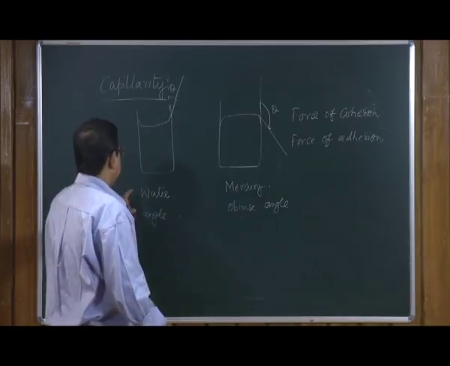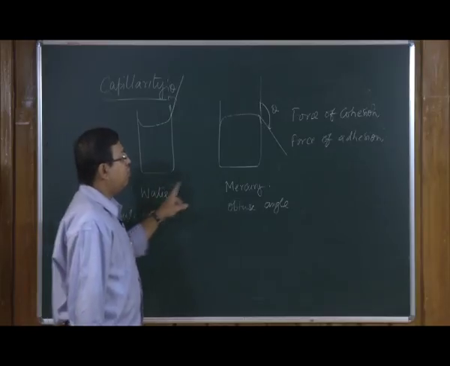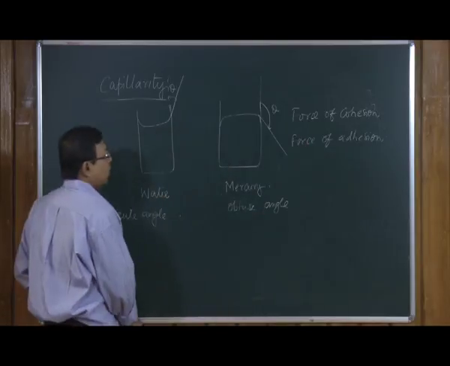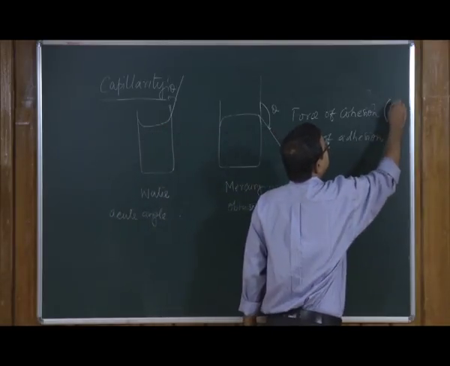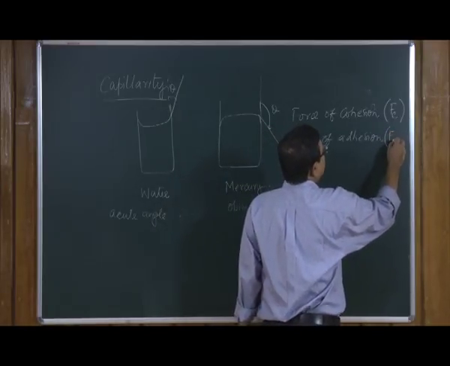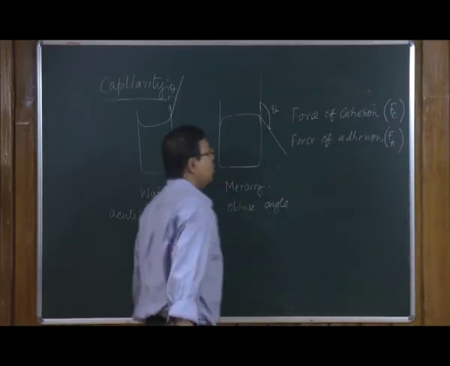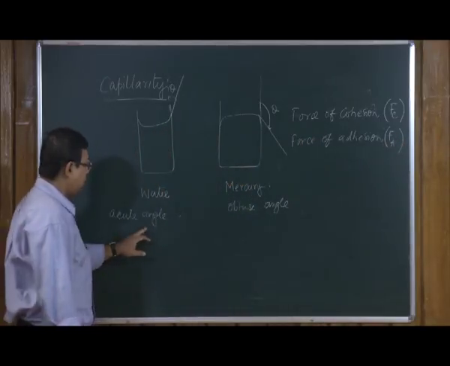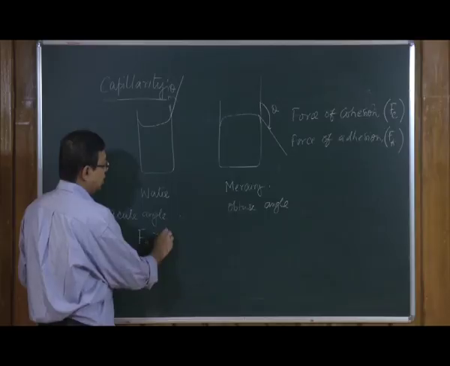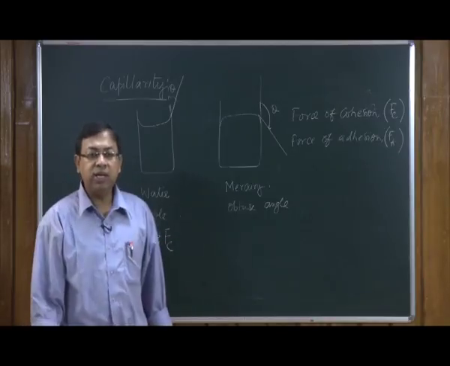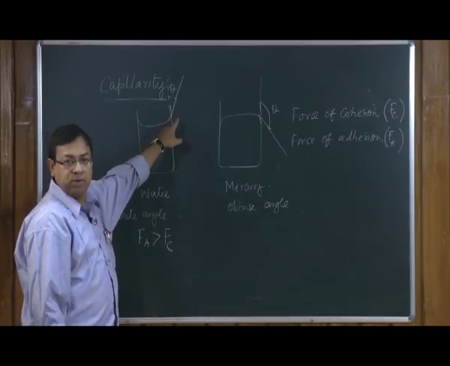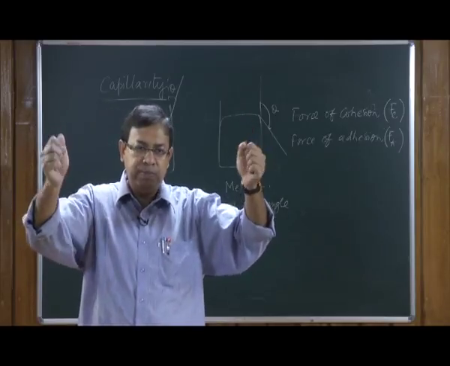So, in water, the force of adhesion is more than the force of cohesion. Let us call the force of cohesion F c, and the force of adhesion F a. So, for the case of water, we have the force of adhesion larger than the force of cohesion. The water molecules are strongly attracted towards the glass molecules, and that is why they tend to move up.